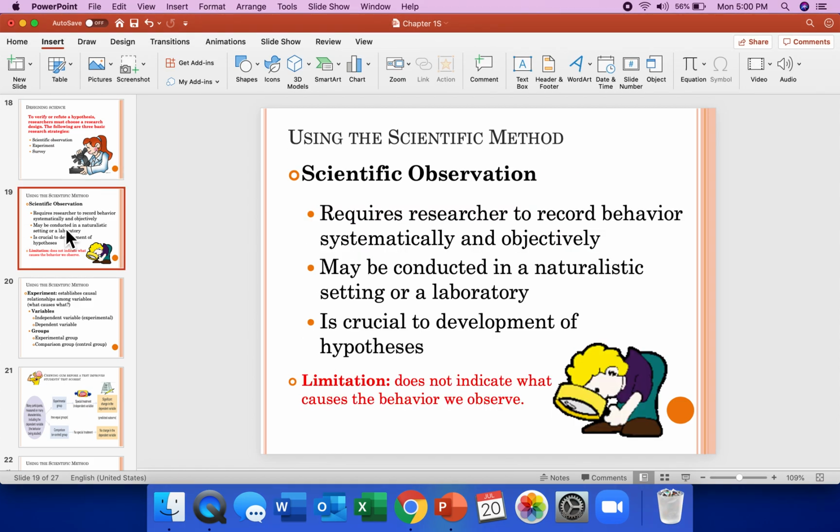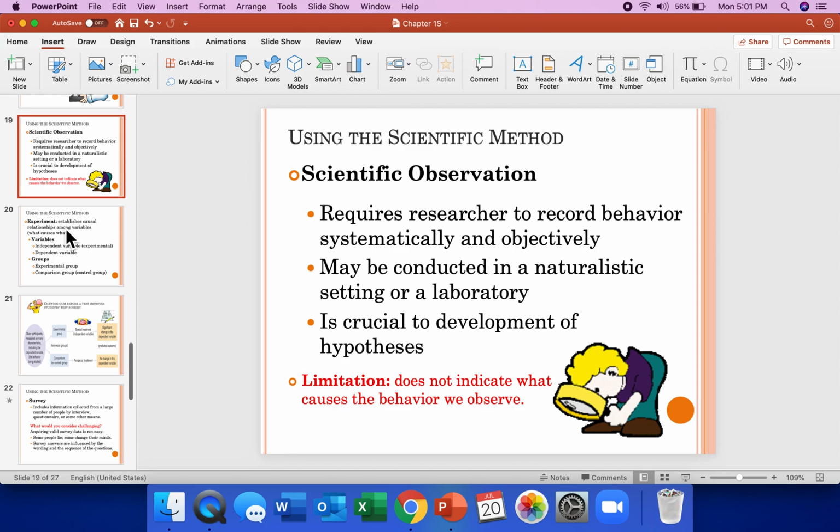So let's look at a scientific observation and see what it requires. Basically, it requires you to record the behavior objectively. And objectively is a very important word because you want to take yourself out of it. You want to specifically write down what the child or what the person is doing without really connecting emotionally, without that subjectivity of, well, I bet he's doing this because kind of thing.